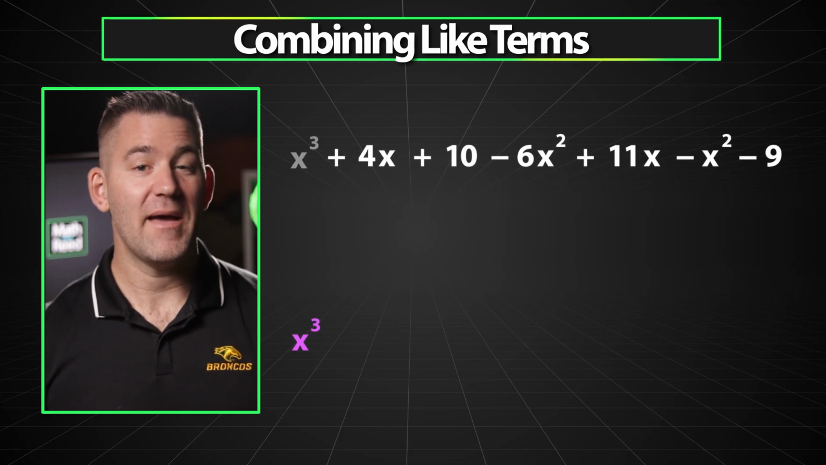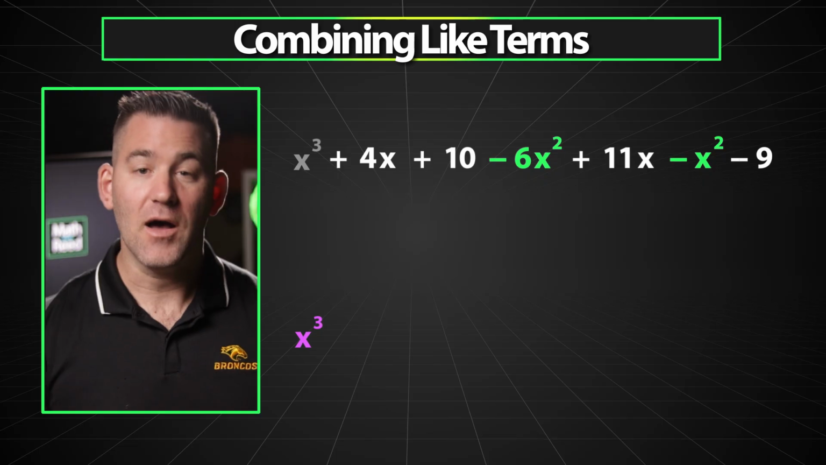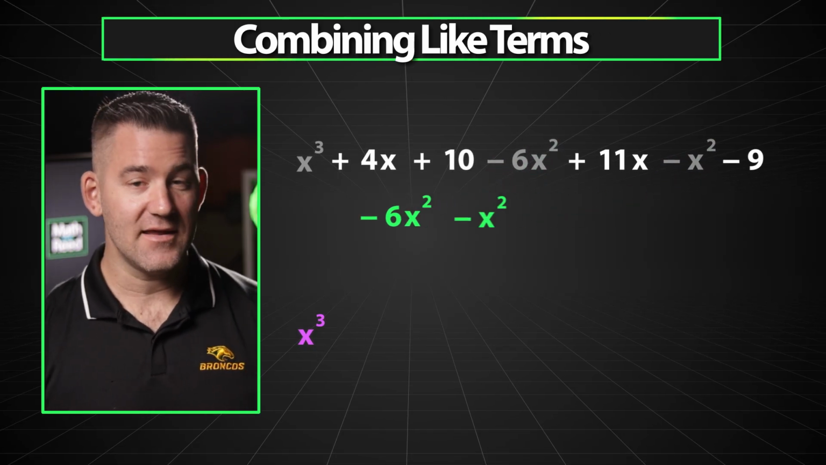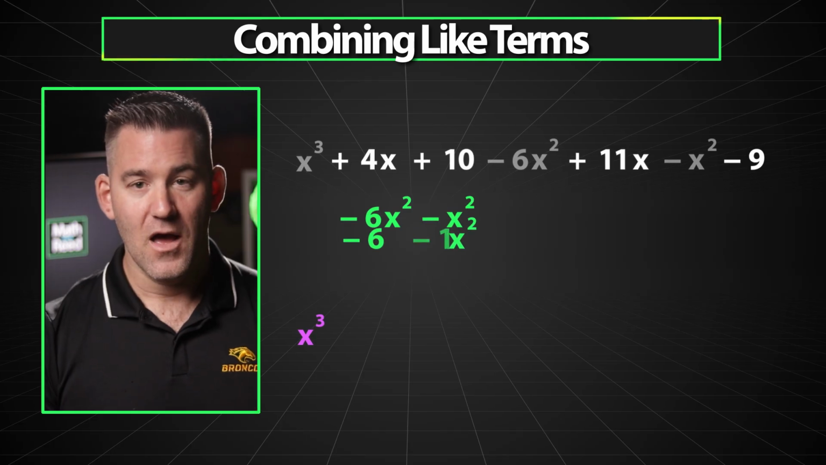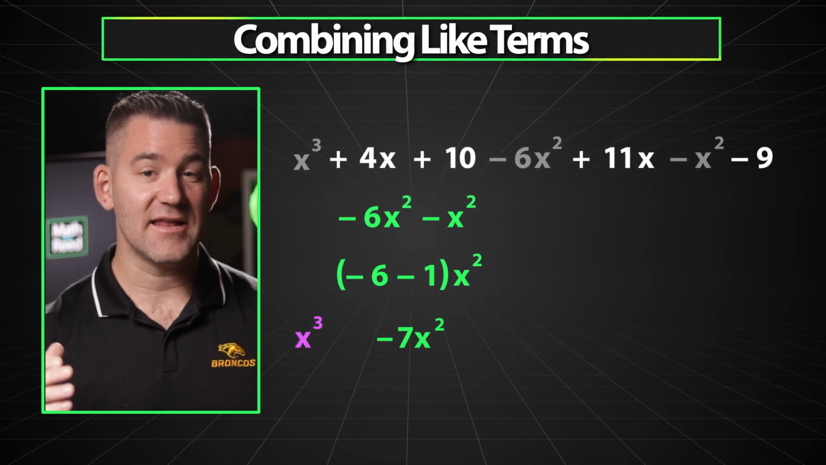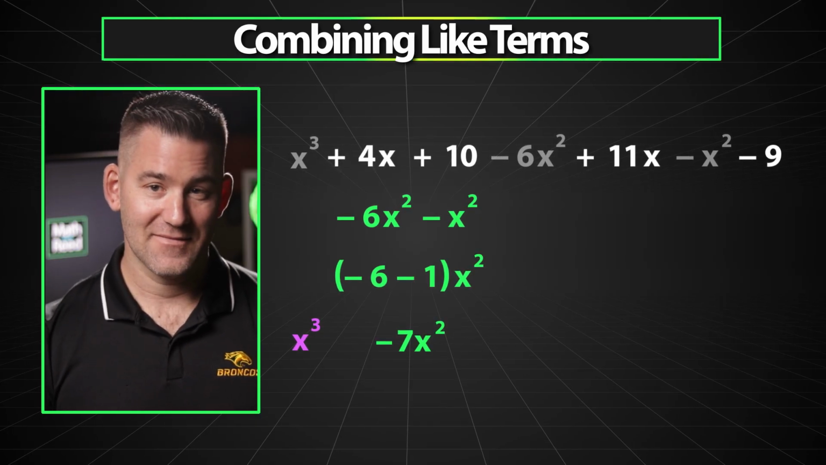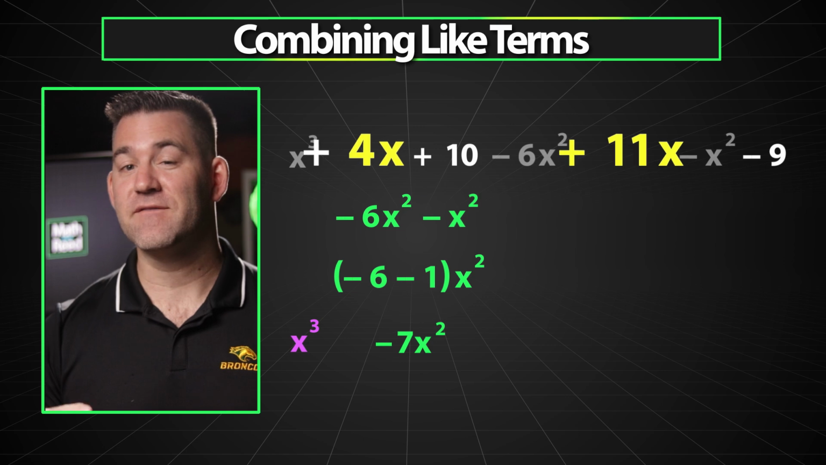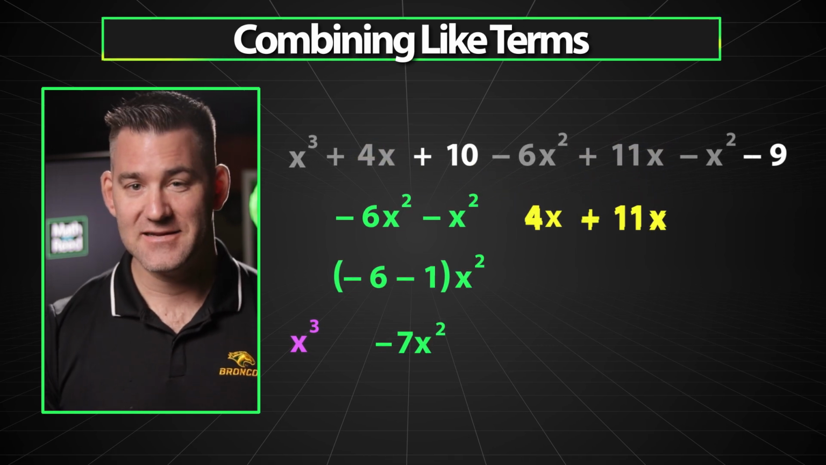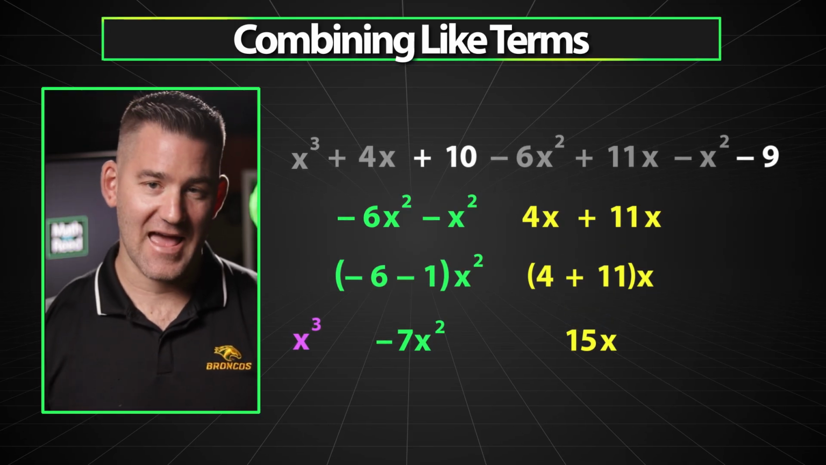Well, let's move down from x cubed to x squared. Here I notice that we have a couple of x squared terms, negative 6x squared and negative 1x squared. Well, negative 6 plus negative 1 gives us a negative 7, so we're going to get a negative 7x squared. Next up, we have x to the first power, and notice we have a 4x and a 11x. Well, 4 plus 11 gives us 15, so we get 15x.